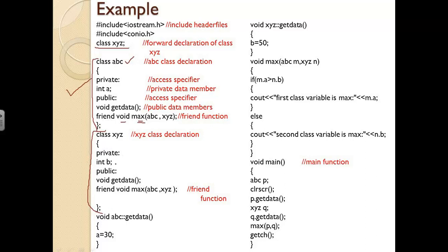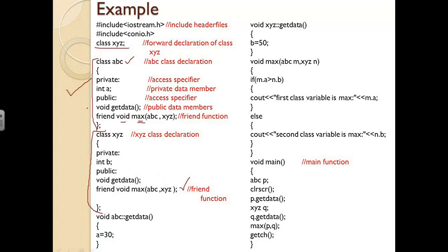Under private I'm creating one private variable B. Then under the public access specifier, the same way as in the ABC class, here also I'm going for the get data member function, and the void max member function. Since we have made it a friend function, here also I have to give that particular member function. Whatever member function we make a friend function, in all the classes where we make it a friend, we need to declare it inside the class declaration part.